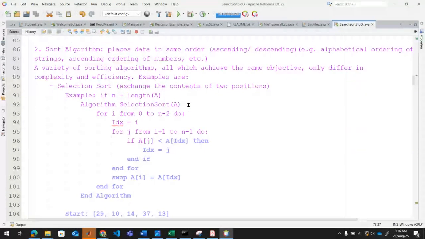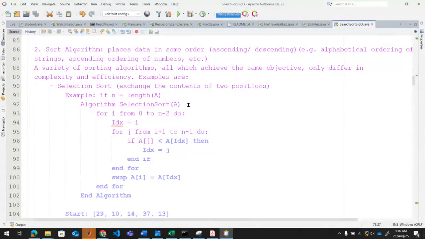Again, let's look at our selection sort example here. The main thing about the sort is that it's able to exchange the content of two positions. It uses a swap operation and not a shift operation, and I'll explain that when we get to that point. Let's say n is the length of A, so n is the number of elements contained in array A or in data structure A.